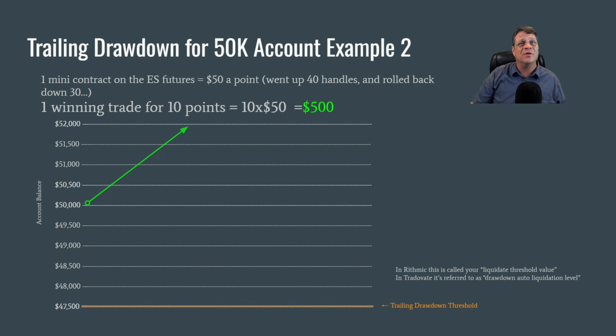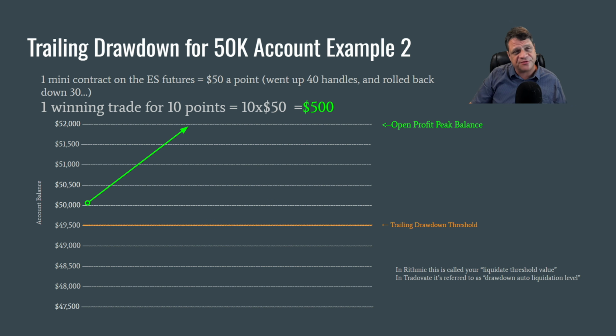Now, in the second example, the same thing happens, except we take the trade and its open profit goes up 40 points, bringing our open profit peak balance all the way up to $52,000. And while that's happening, the trailing threshold is following the open profit peak balance, so the trailing drawdown threshold moves up to $49,500, which is $2,500 below the open profit peak balance of $52,000. We didn't close the position up there though, and it rolled back 30 points, leaving us 10 points of profit, which is $500, exactly the same as the first example.